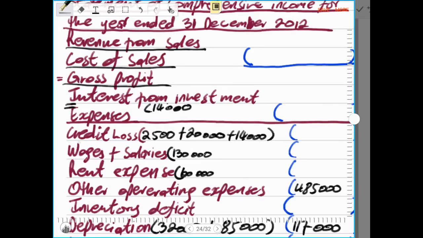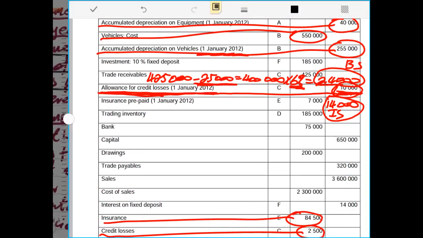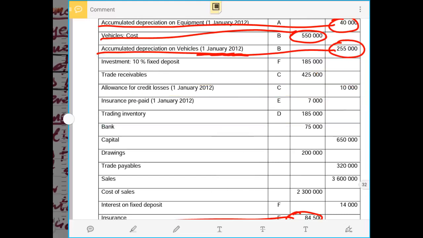Even if you can open a separate line item here and say allowance or adjustment for credit loss, and to separate that, you'll still be correct. Some people prefer that approach. So now we have recorded the 24,000 in the balance sheet, and we have recorded the 14,000 under the income statement. So now we have covered all these two. Then we can continue now with our adjustment once again.